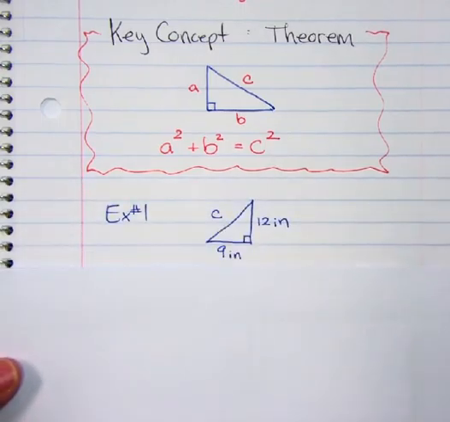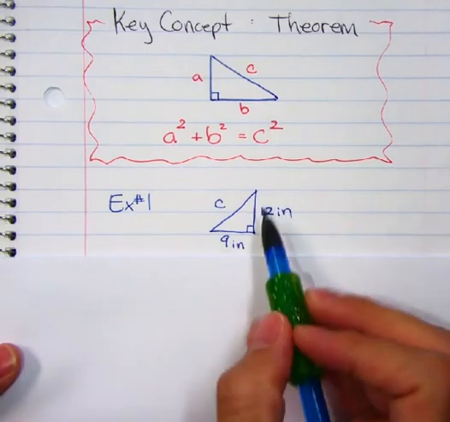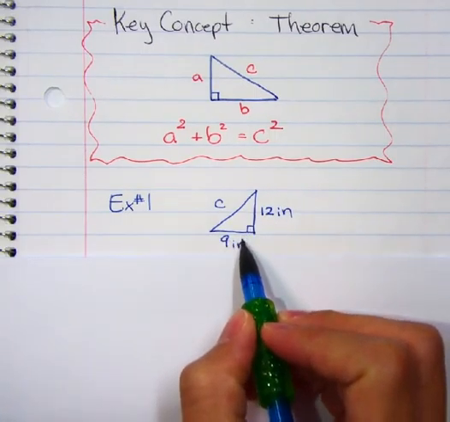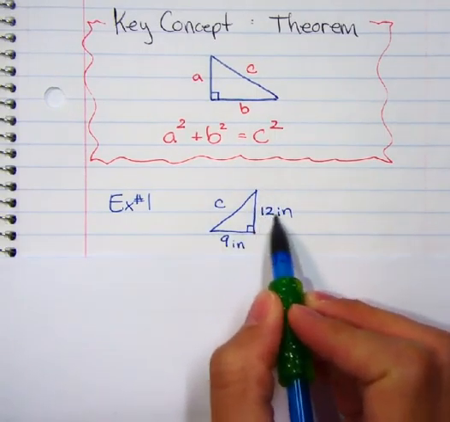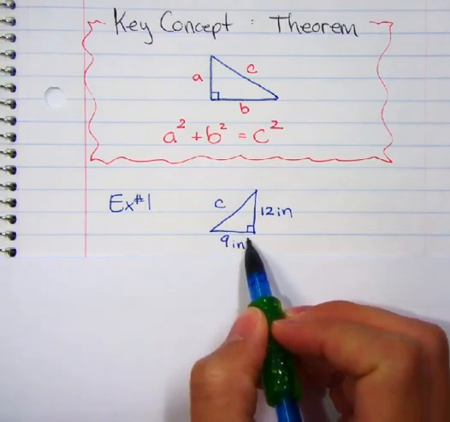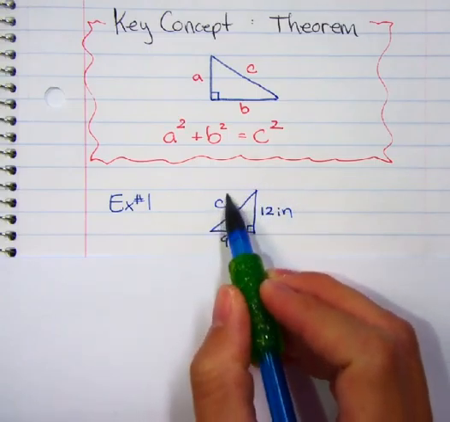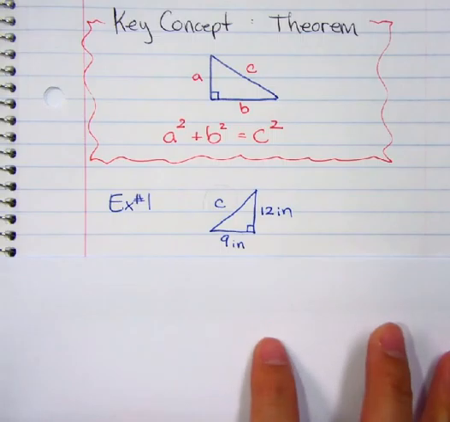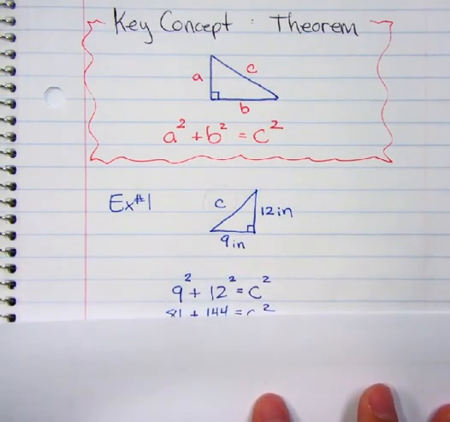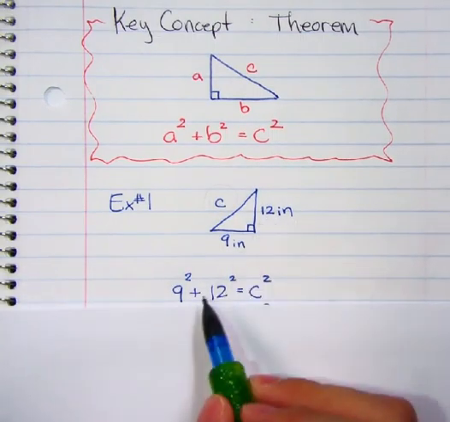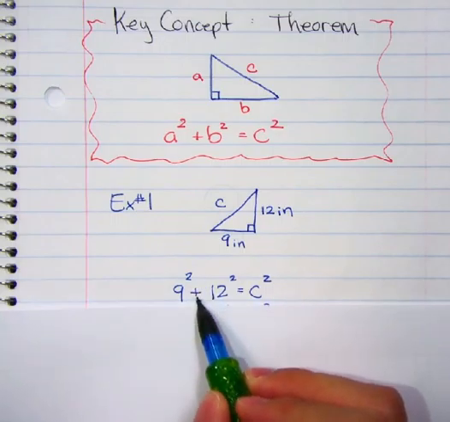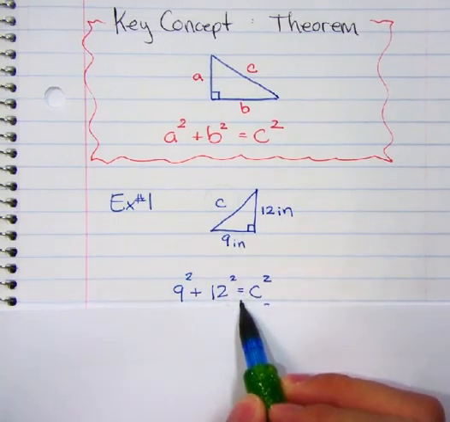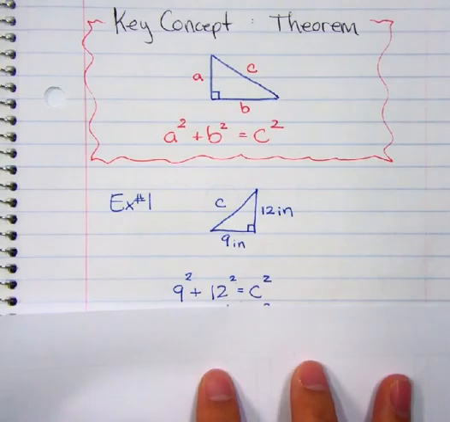All right, so let's take a look at this example. I've got a triangle. It's a right triangle. It's facing the other way. It doesn't matter. And I've got two legs, a leg of 12 inches, a leg of 9 inches. And then I have my hypotenuse. That's what I don't know, okay? And so I can set this up. I say, look, if I know the two legs, I can go 9 squared, add it to 12 squared, and I'm going to make that equal to c squared.